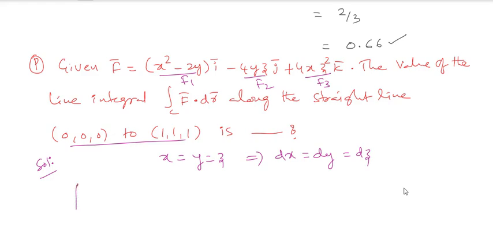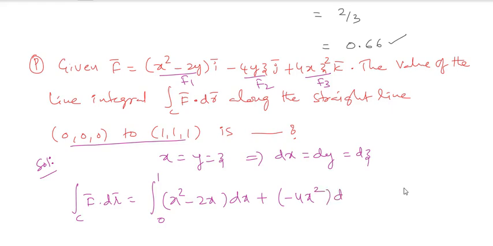So directly you can go with the line integral. The line integral f bar dot dr bar is equal to, directly, taking everything in terms of x only, the integral from 0 to 1 of f1 dx, that is (x square minus 2x) dx. Next plus minus 4 into x square dx. Next plus 4 into x square into x, so x cube, so plus 4x cube dx.